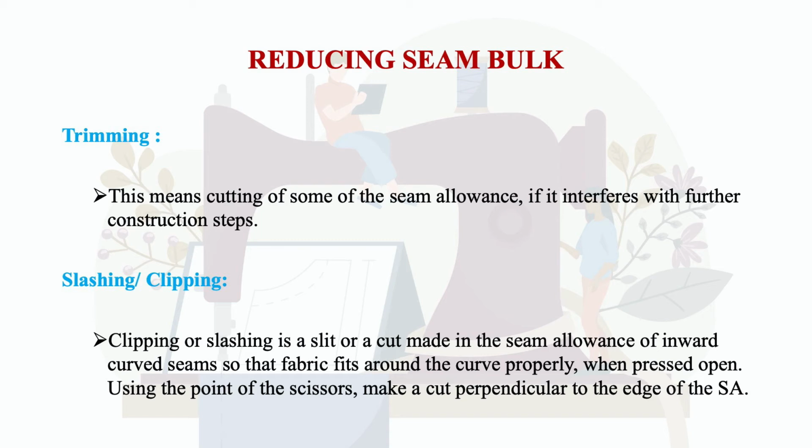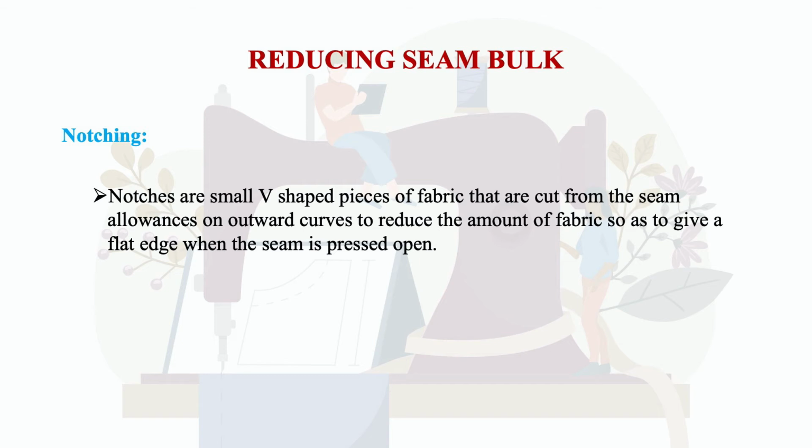Then we can also use the technique called notching. We have already discussed notches; a notch is a V-shaped cut that we make on the patterns. It can also be used as a symbol to show where we can join the fabric. Notches are small V-shaped pieces of fabric that get cut from the seam allowance on outward curves to reduce the amount of fabric, so as to give a flat edge when the seam is pressed open. So these are the two methods we can use to reduce the seam bulk from the seam allowance part on the pattern.